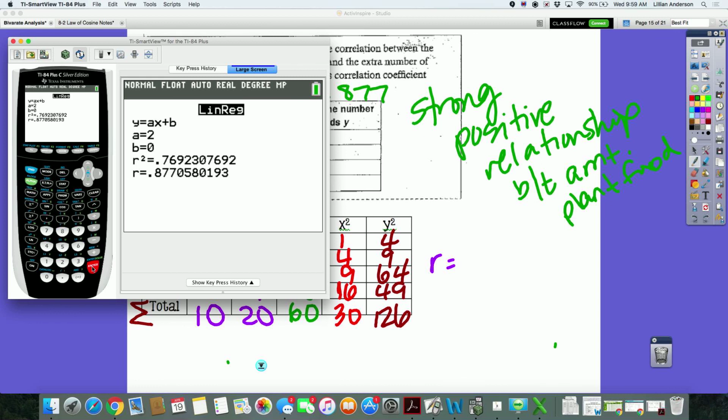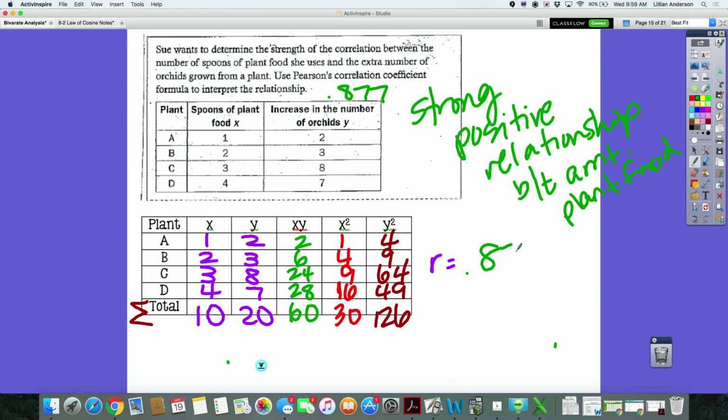Okay, so we can do it by hand, get the same number, do it by the calculator, and get the same number.